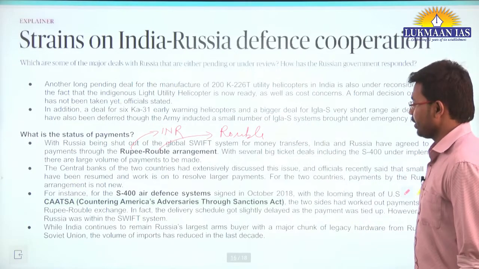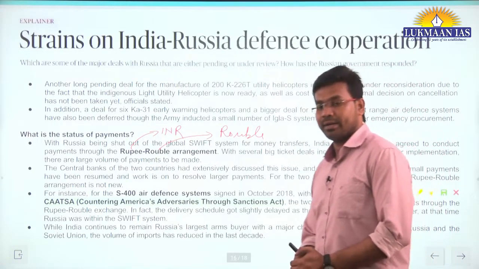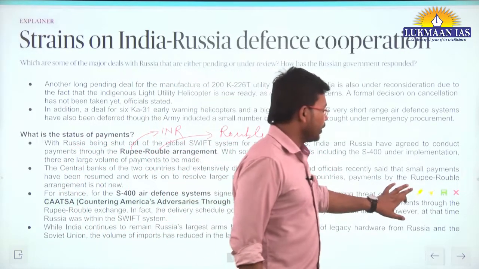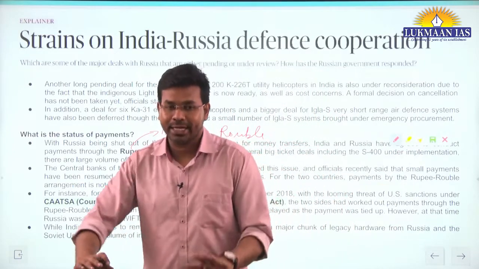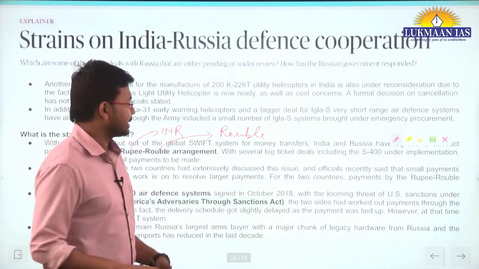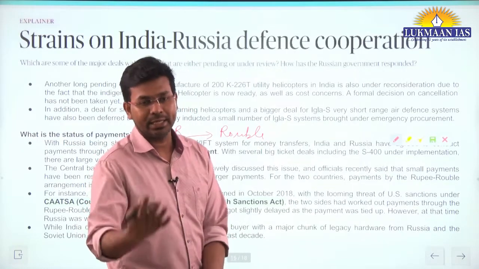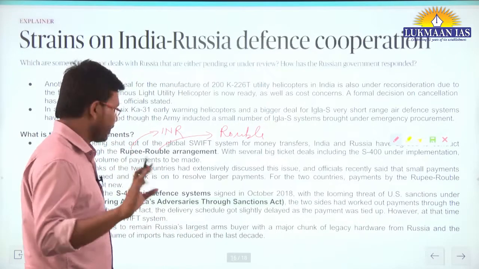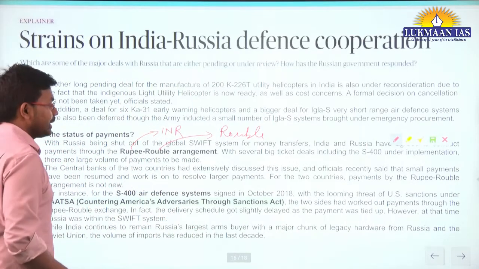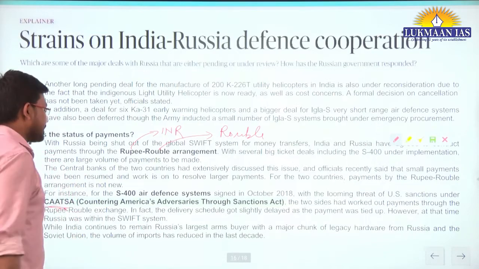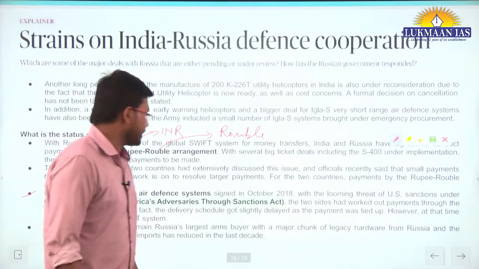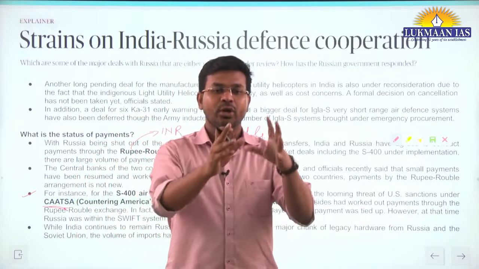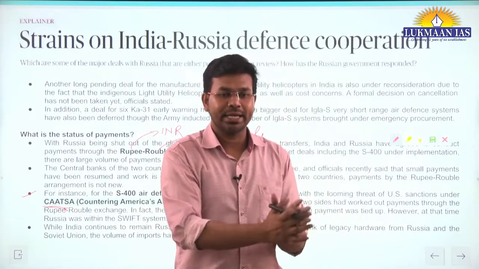So now we have an arrangement where we are going to exchange the money through the rupee ruble arrangement. We have had multiple arrangements with Russia, and because of this, the US is also being a threat for India. The US is saying that India should not import any defense equipment from Russia, and the US has a law in place in their country that is known as CAATSA. CAATSA stands for Countering America's Adversaries Through Sanctions Act. So CAATSA is a legislation of the United States of America.